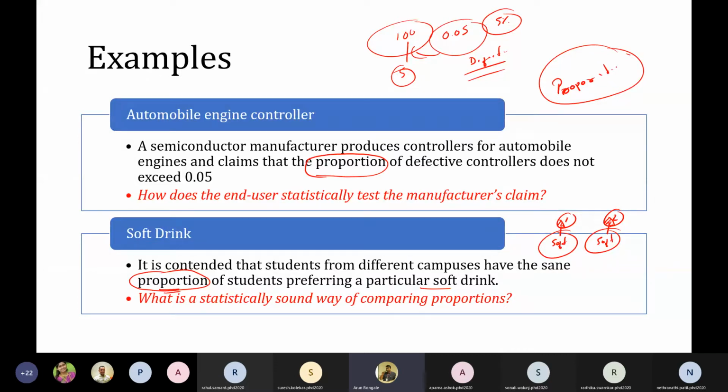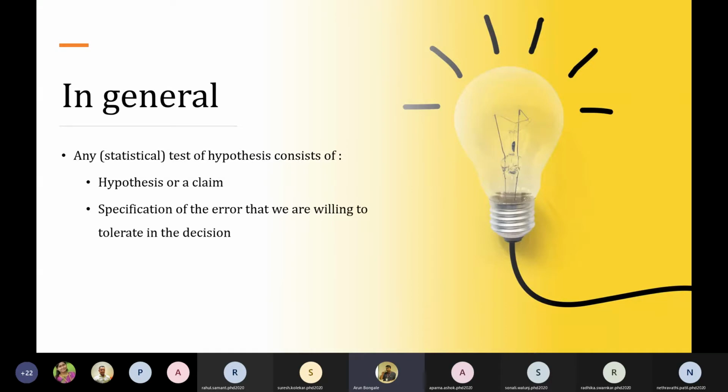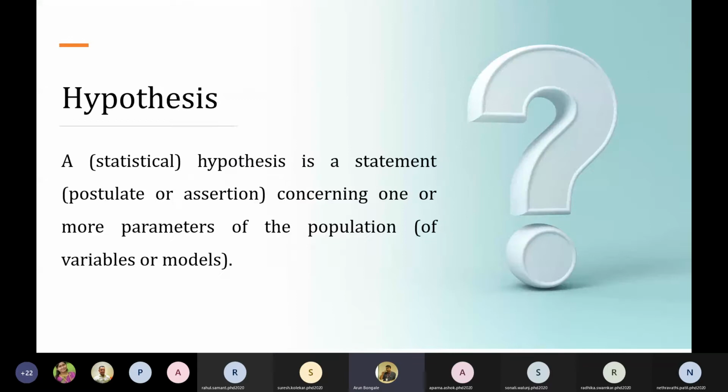But the first thing in any hypothesis testing you need to do is identify the parameter of interest. I'll come to that again. We also said that in general, any statistical test of hypothesis consists of a hypothesis or a claim, that is the statement itself, specification of the error that we are willing to tolerate in this decision. Again, we'll be discussing this point in detail now. And other important elements of the test itself, a data set being most important. What type of population is there and how you are going to take the sample, so that it represents the complete population. That is also important.